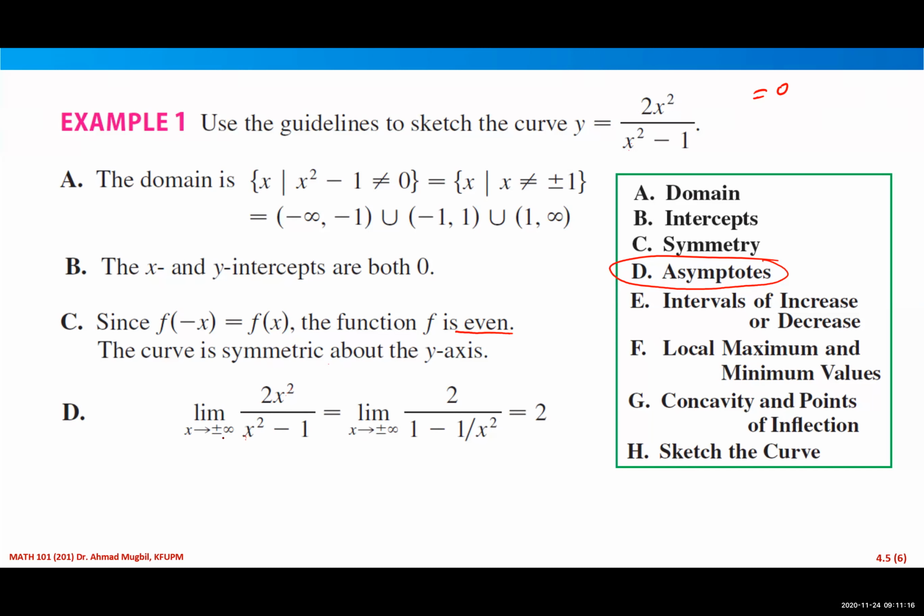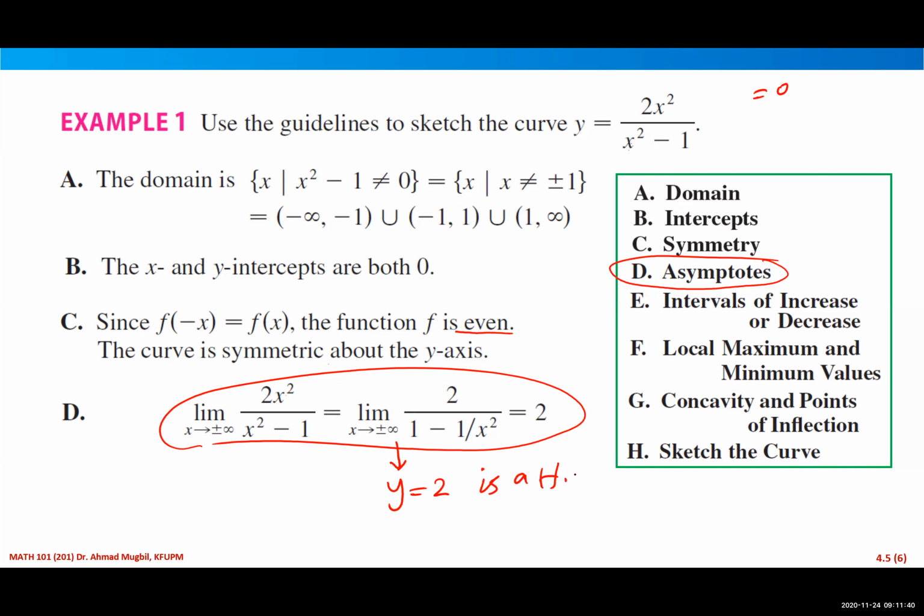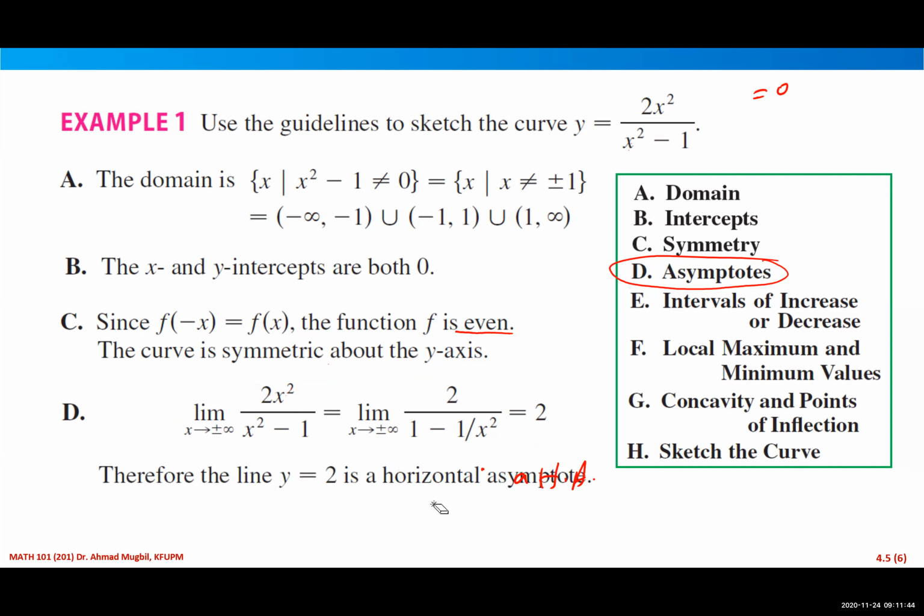And when x goes to negative infinity, because we have x squared here and x squared here, it will be the same. So this is why he combined them together. So what do we conclude from this? 2 is a horizontal asymptote. Y equals 2. Be careful. Y equals 2 is a horizontal asymptote. It is a line. Yes, you're right. So we conclude that the line y equals 2 is a horizontal asymptote.